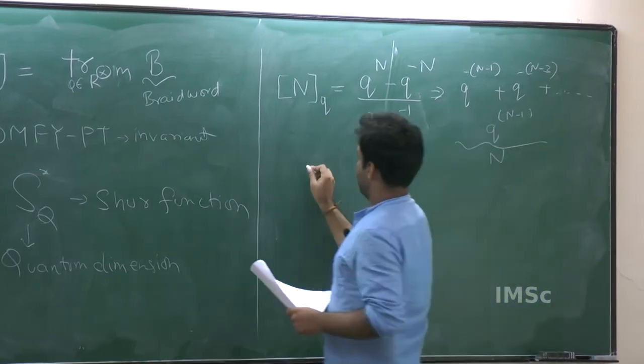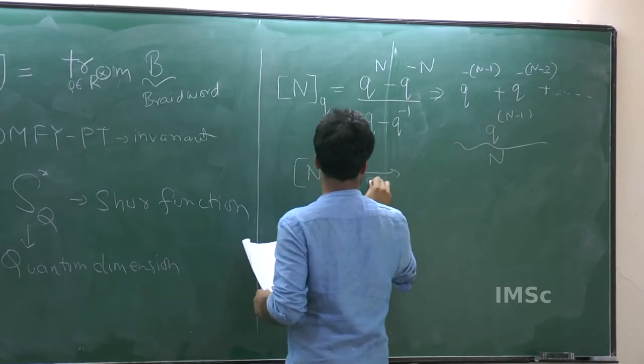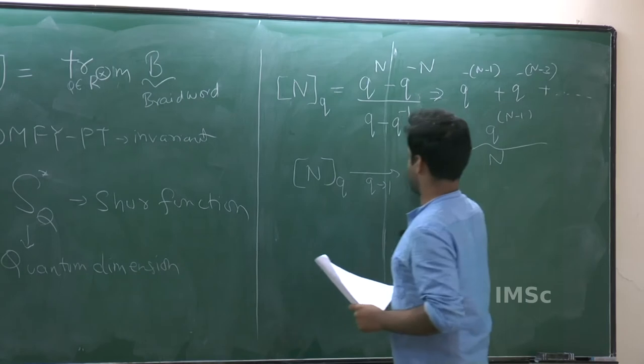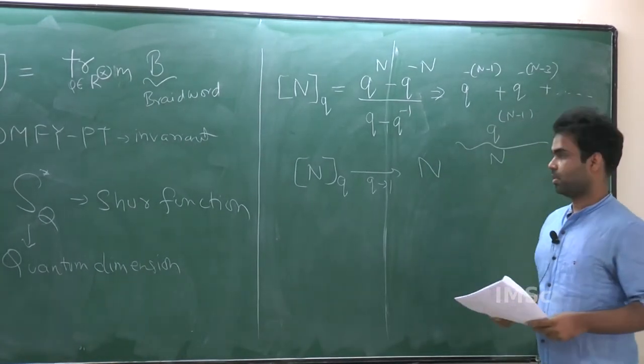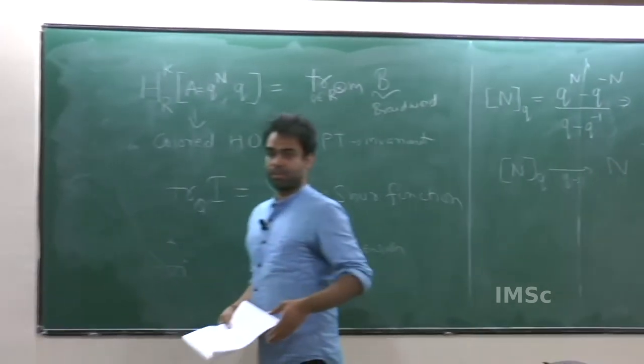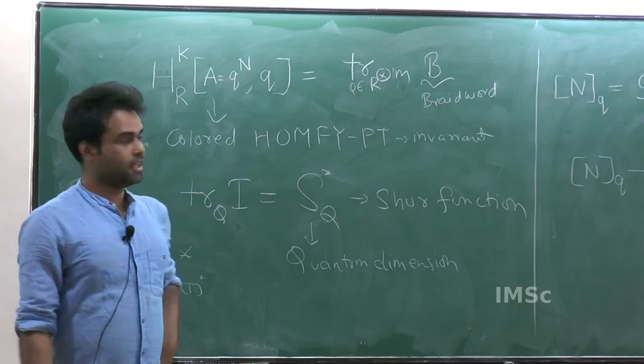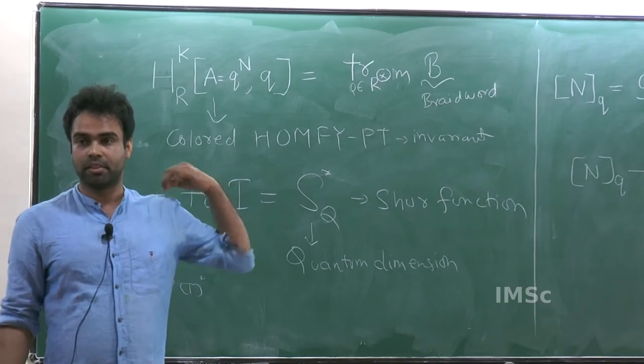The limit Q tending to 1 will give you a classical number. So we know how to compute the dimension of any given representation. N doesn't have to be an integer. N is an integer, N is necessarily an integer. Yes.